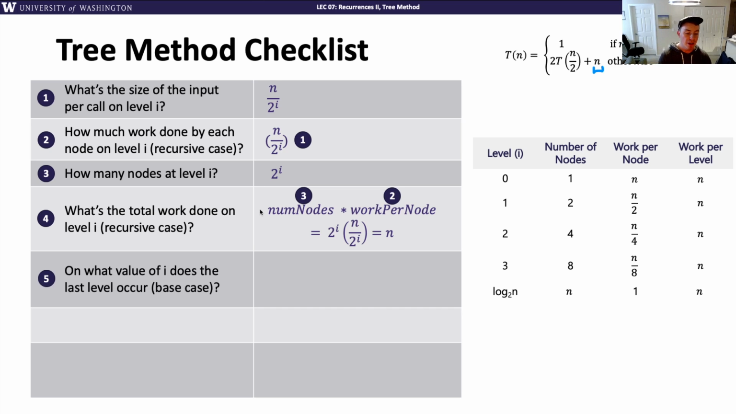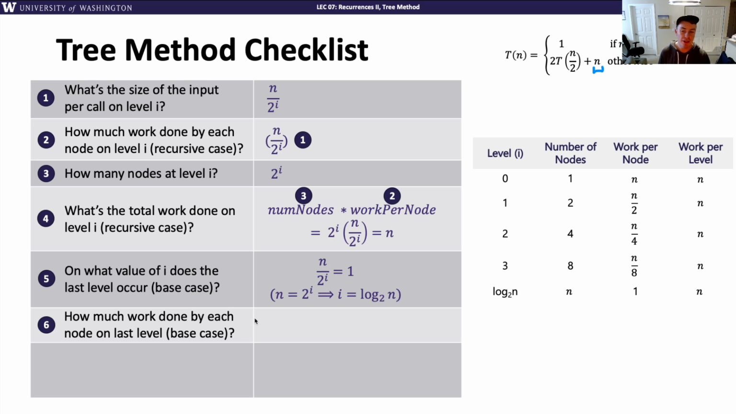Okay, now we want to figure out essentially when we are going to hit our base case. How tall is that tree going to be? On what value of i does the last level occur? Well, we hit our base case when the input size is 1. And we already figured out from question 1 the input size on the ith level. So we can set up an equation here. On the ith level, the input size is n over 2^i. So when is that equal to 1? Well, we can multiply both sides by 2^i, and then take the log of both sides to figure out that the index i is going to be log base 2 of n. That's how we figured out how tall the tree is.